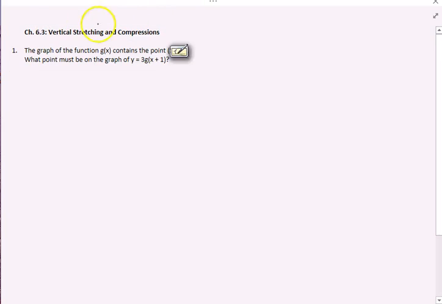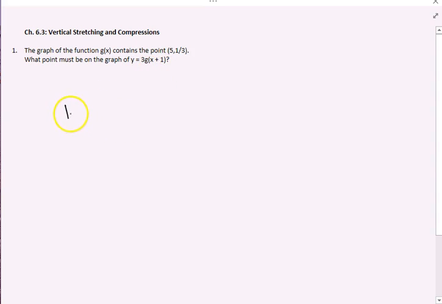All right, so we got our first request. It's on 6.3, vertical stretching and compressions. The question was, the graph of the function g of x contains the point 5, 1/3. So this is my input and my output. What point must be on the graph of y equals 3 times my function g of x plus 1? So I'm doing a couple of shifts here.